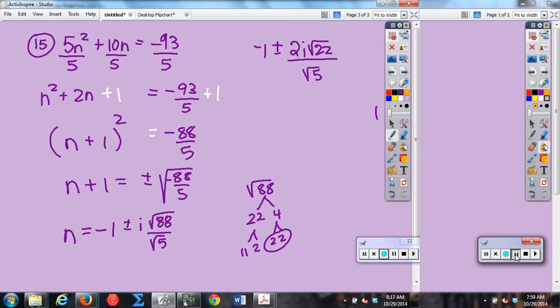times the square root of 5. So it's ugly. That's why I would never do this this way, even if I had to. 2i over, what's the bottom going to be? 5. And then what is the square root of 22 times the square root of 5? 110.